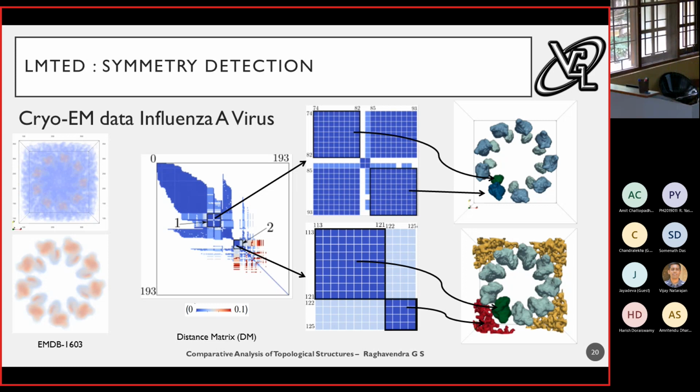Each of the submatrices actually captures a set of regions in the domain which are symmetric to each other. This kind of symmetry helps the biologists in understanding these viruses better and designing their pipelines and so on.